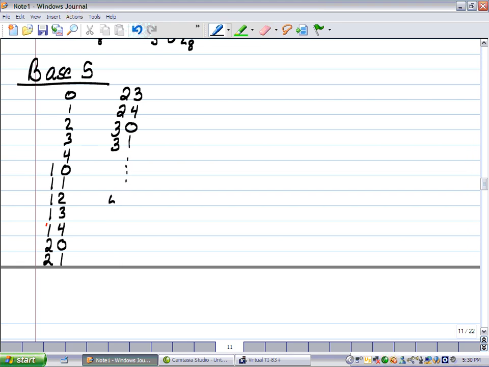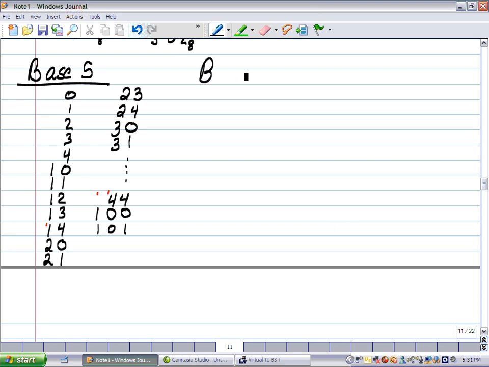Eventually, I'm going to get to 44. What would come after 44? Well, after 4, I have to have 0 because I have to start all the way over with my symbols. Carry 1 to the next spot. There's nothing in that place value right now, so I would make it a 1. So after 44 in base 5 comes 100, then 101.